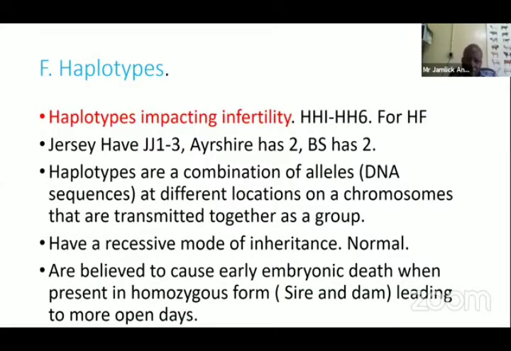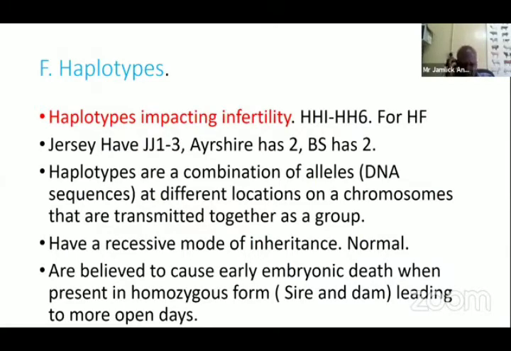So haplotypes, as I said, HH1 to HH6, that is for Holstein Friesian. Then for Jersey, normally JH1 to 3, they have identified three. But there are some studies which are saying some of these today have no direct effect. However, time will tell. The Ayrshire has 2 haplotypes, and the Brown Swiss has 2.